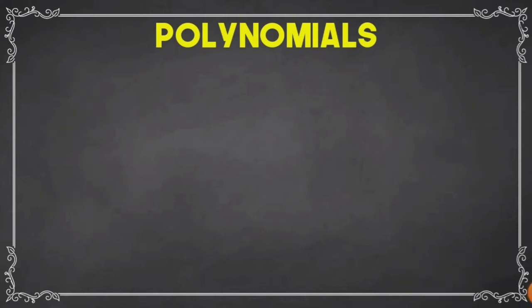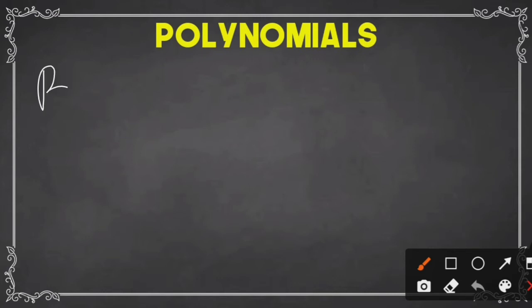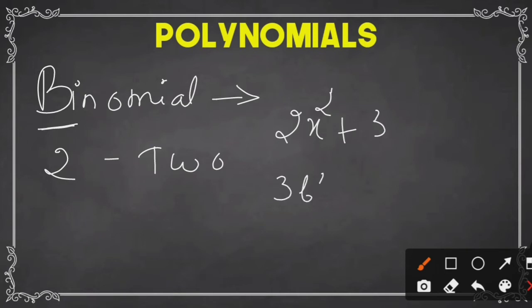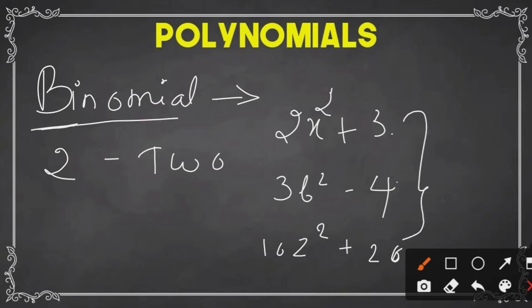The same way we have the binomial also. The name itself says bi means two. That means the expression contains two terms. For example, 2x square plus 3, 3b square minus 4, then 10z square plus 20. Just observe the number of terms here: one, two terms. So these all are called binomials.